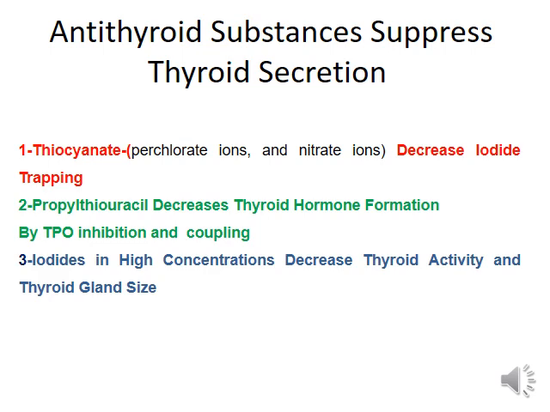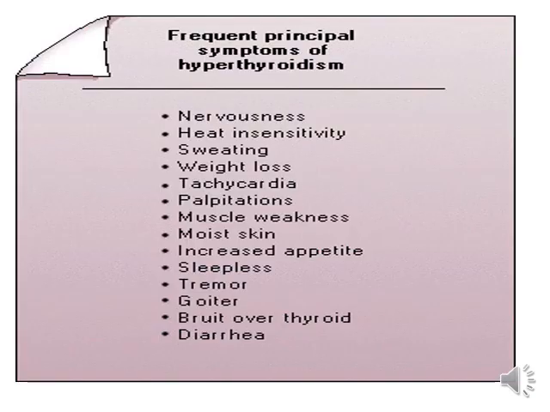But the best choice is using iodide in high concentration. Normally, the iodide has two effects. At a normal level, it will stimulate the formation of T3 and T4, but at a higher concentration, it will suppress the formation of T3 and T4 without any effect on creating the goiter. So in the next slide, we categorize the effects of hyperthyroidism in the body.